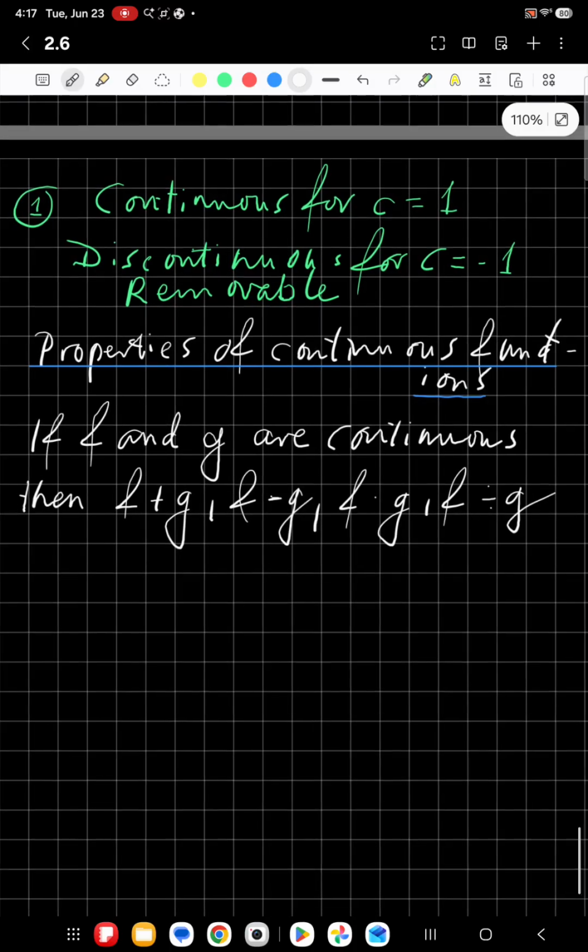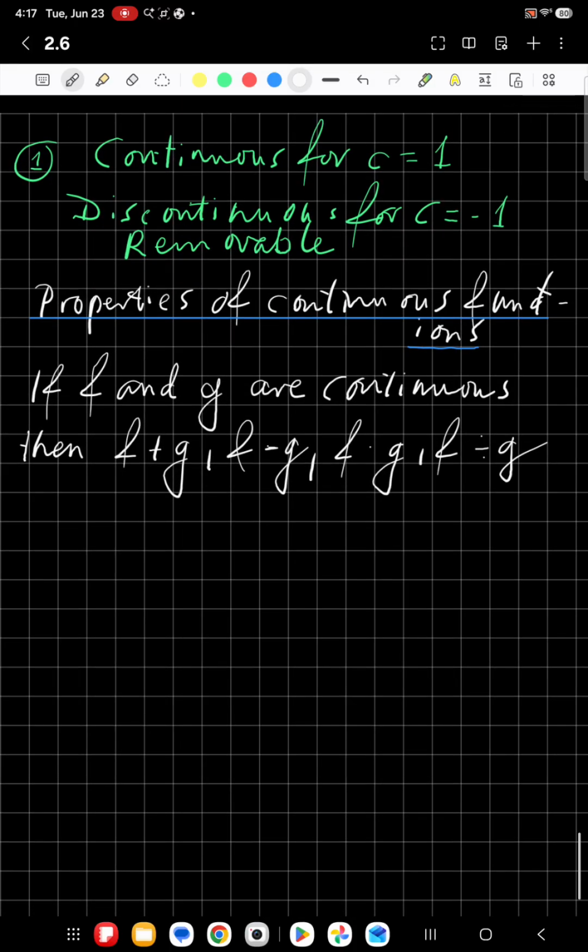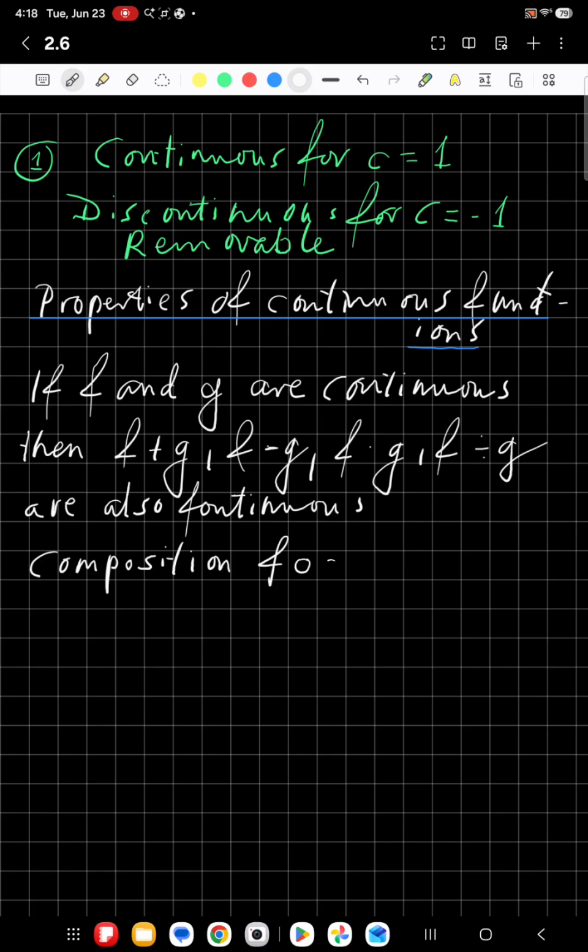So if we do those operations on functions, the product, division, sum, and difference are also continuous. Also composition of functions, right? So composition is also continuous. So f of g is also continuous.